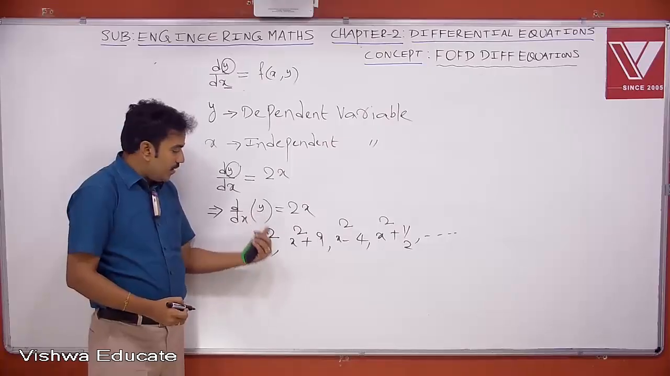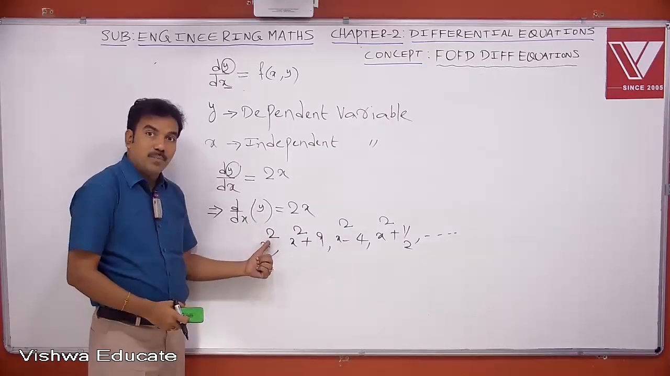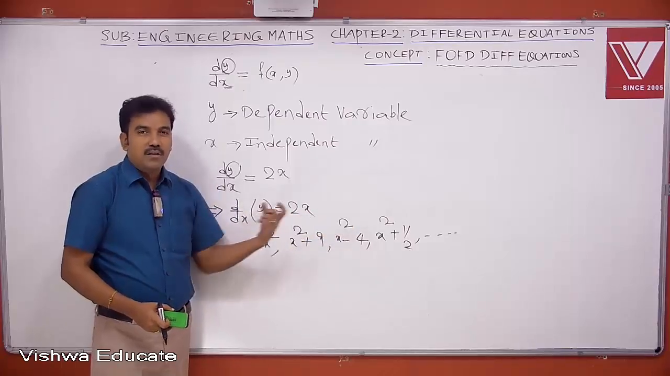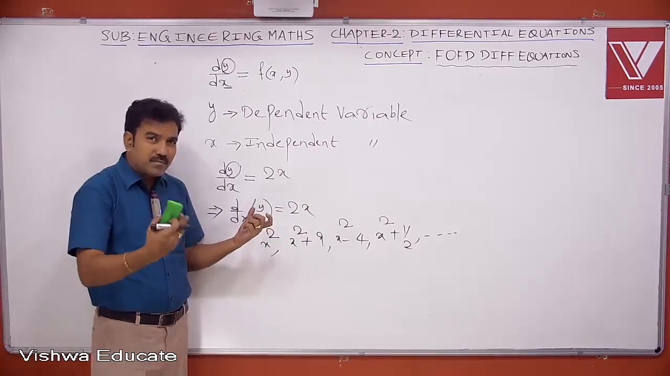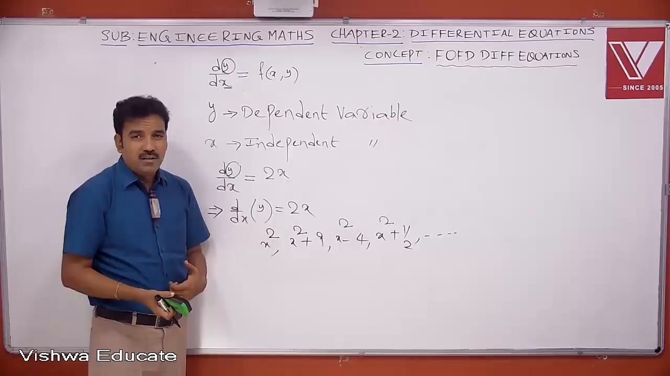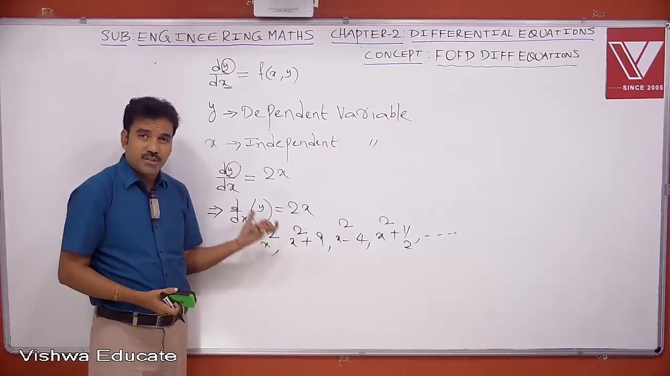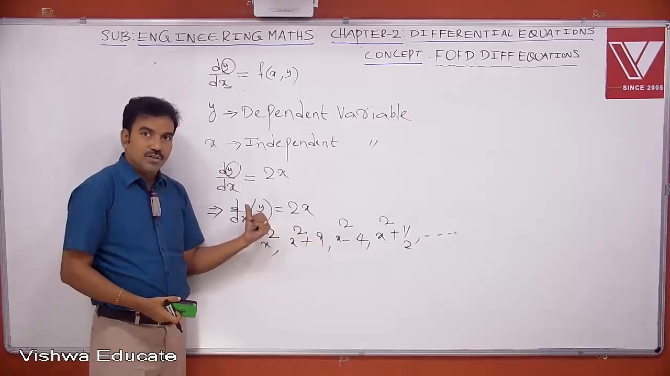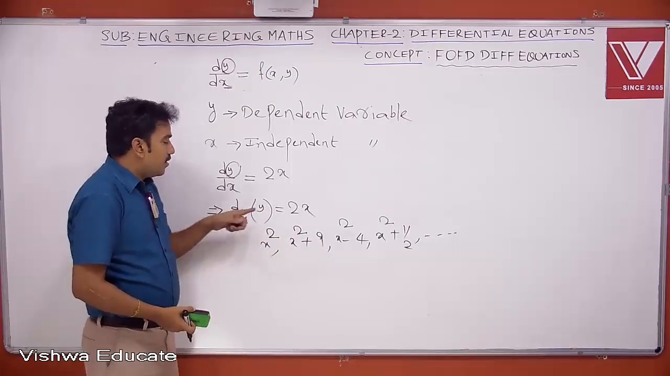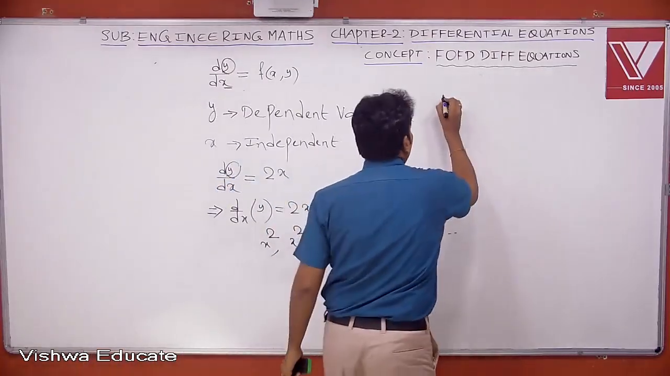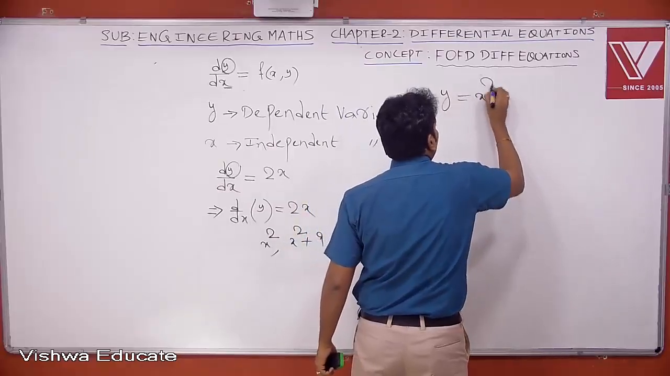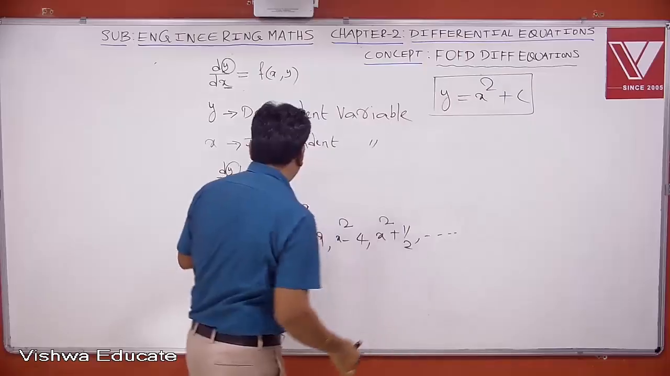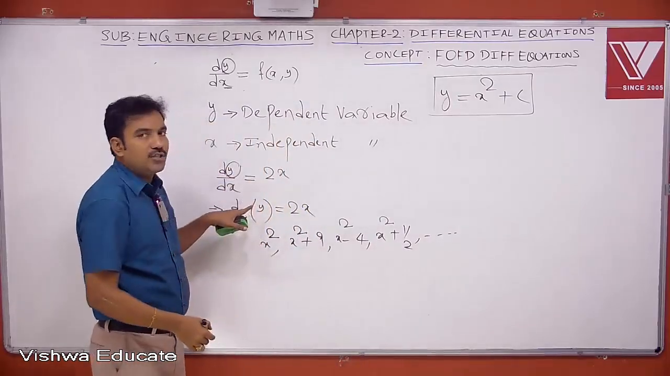Got it? In this case, the solutions are x square plus 0, x square plus 9, x square minus 4, x square plus 1 by 2. All these constants I am writing are my own choice. There is no importance to these constants because the derivative of any constant is 0. Therefore, all these are solutions of this equation, and in general, the general solution of this equation is given by y equal to x square plus c. So this is the general solution of this particular equation, where c is any general constant.